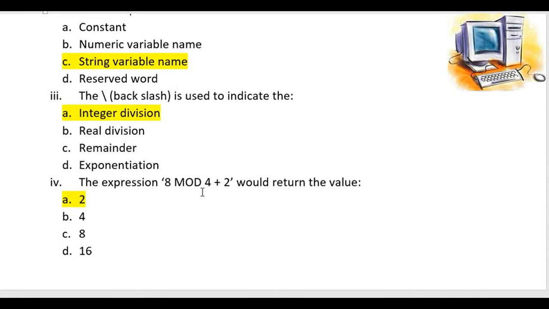The fourth MCQ is the expression 8 mod 4 plus 2 would return the value 2. That is the correct option, because whenever 8 is divided by 4, the remainder is 0. Mod gives you the remainder. So 8 divided by 4, the remainder is 0, plus 2, so the answer is 2.